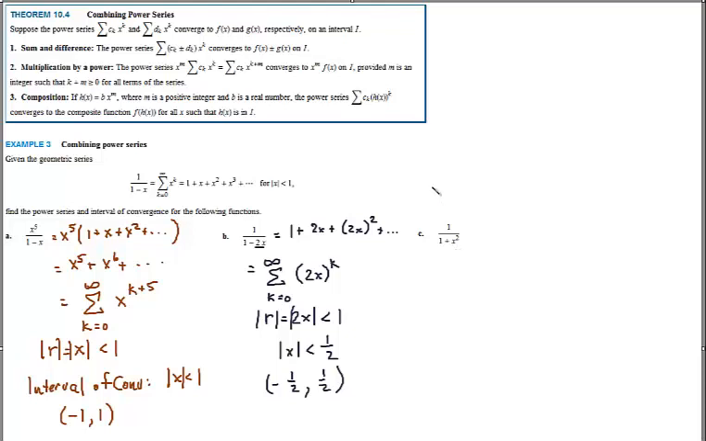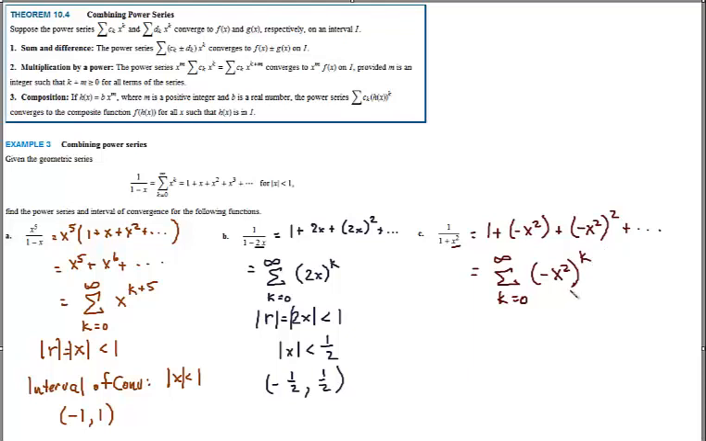This is another one utilizing property 3, or function composition. So I'm going to say that this is equal to 1 plus (-x squared), because it's off by a sign, plus (-x squared) quantity squared plus and so on. I can write this as a power series then by just saying that this is (-x squared) to the k.